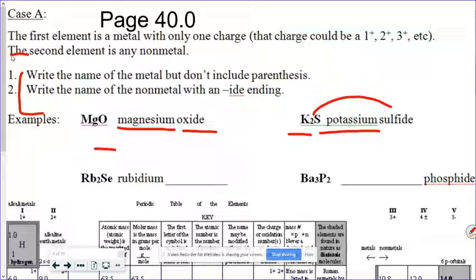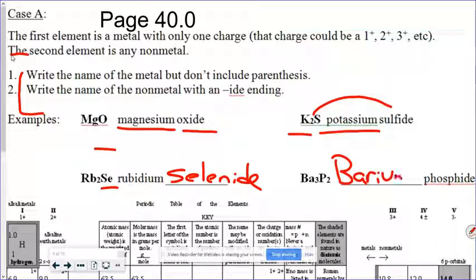So let's do a couple of the other ones. Rb is rubidium, and Se is selenium. So we would turn selenium into selenide. And then Ba is barium. It's only got one charge, so we simply write barium. Barium phosphide. Again, we already did an activity with this. You all did an activity like this also back in 10th grade as well.